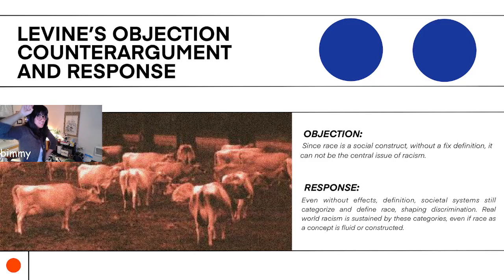Levine's objection, counterargument, and response. Now, here's something that someone might say against me. By the way, this photo was from one of Levine's books, which I don't remember the name of. But yeah, that's the reason for the choice of this image. So, an objection Levine might have against my argument is that since race is a social construct without a fixed definition, it cannot be the central issue of racism.